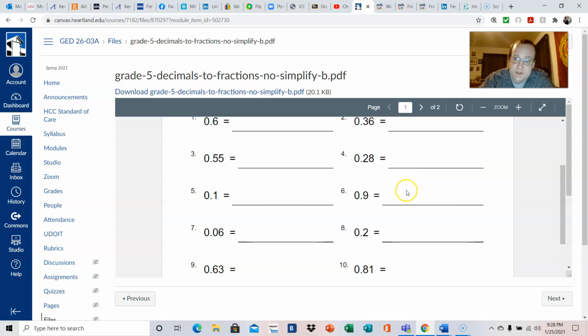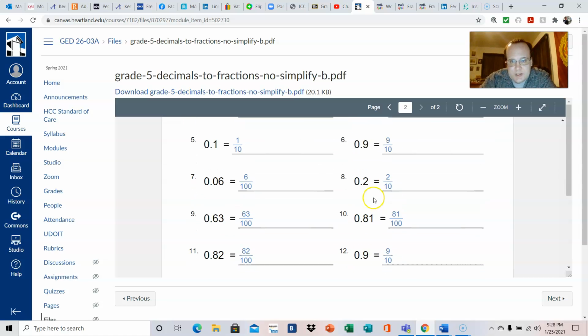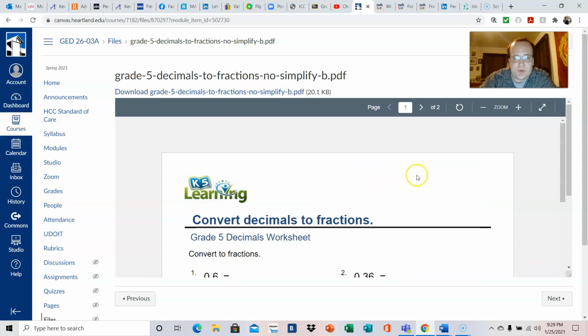0.9, number 6. 9 over 10. It wouldn't be 9 over 100. That wouldn't make any sense. If there's one digit, there should be an equivalent number of zeros. So 9 over 10, right? If there was 90 here, there was a 0 here, 90 over 100. So number 6, let's see, 9 out of 10, yeah, good.